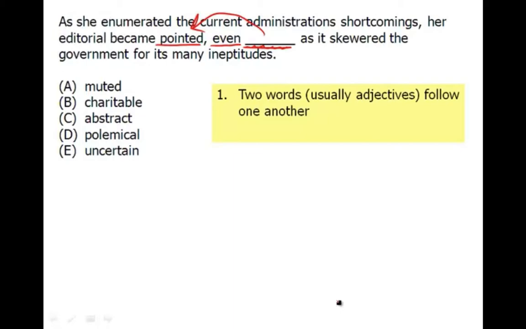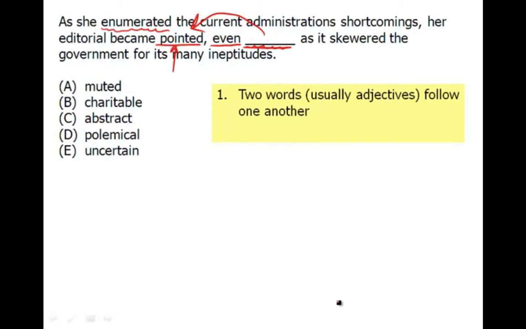As she enumerated the current administration's shortcomings, her editorial became pointed, even blank, as it skewered the government for its many ineptitudes. This sentence is a little bit harder than the other one. Part of the reason why is the words. Enumerated means to list out one by one. Again, you don't really have to know this to get the sentence right, because all you really need to know is this word here, pointed.